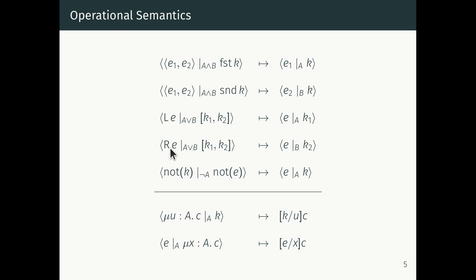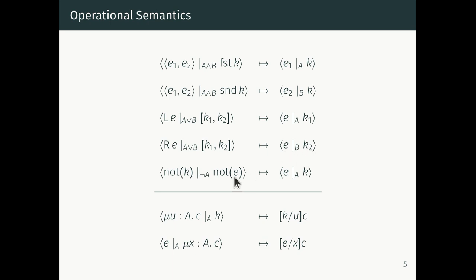And symmetrically, if our A or B is proved by a right injection, so that E is a proof of B, then we can discard this refutation of A because we don't need it. So it can get simplified to B. We have a contradiction at type B with E as the proof of B and K2 as the refutation of B.